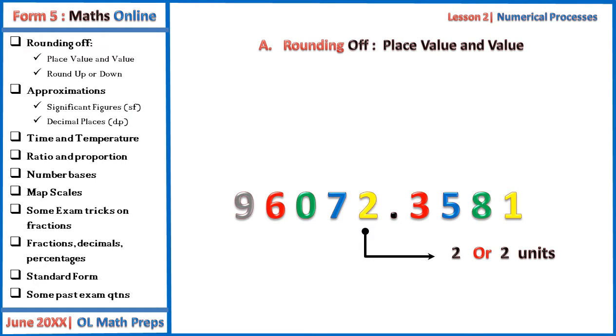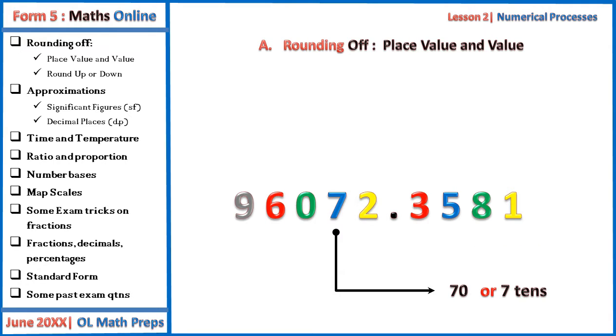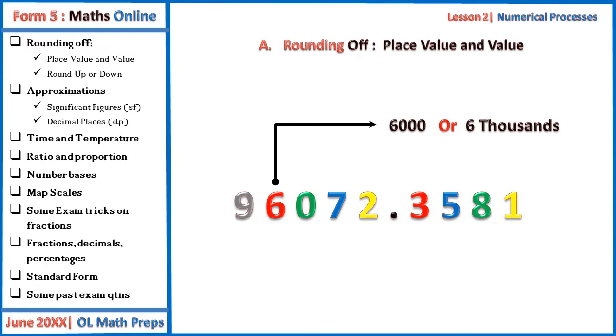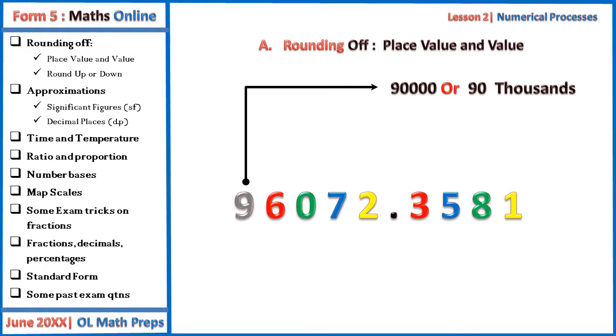Before the decimal point, 2 occupies the position of 2 units or just 2. 7 is 70 or 7 tens. 0 is 0 or 0 hundred. 6 has the value of 6,000. And 9 has a value of 90 thousand.